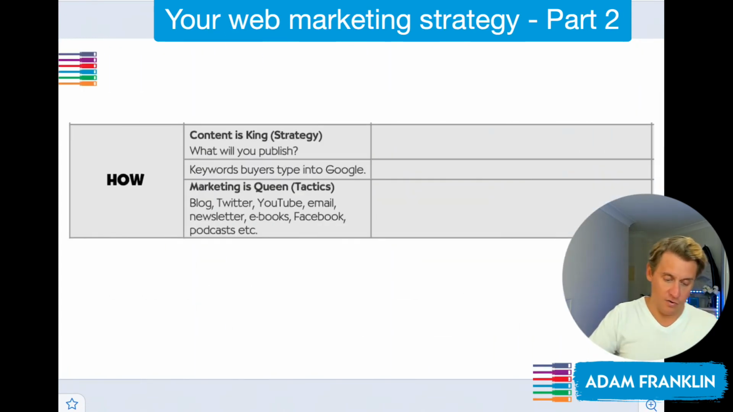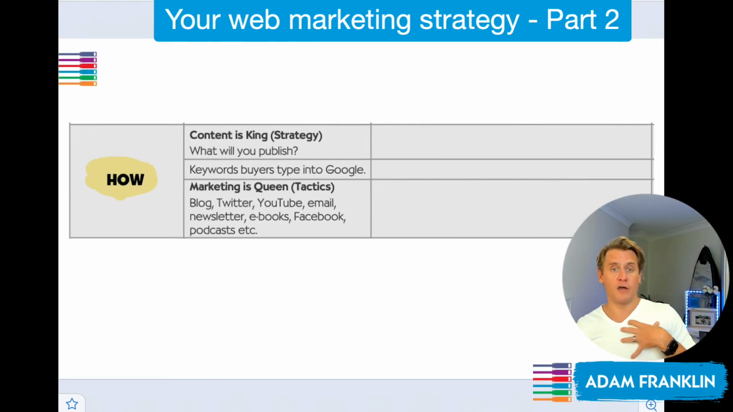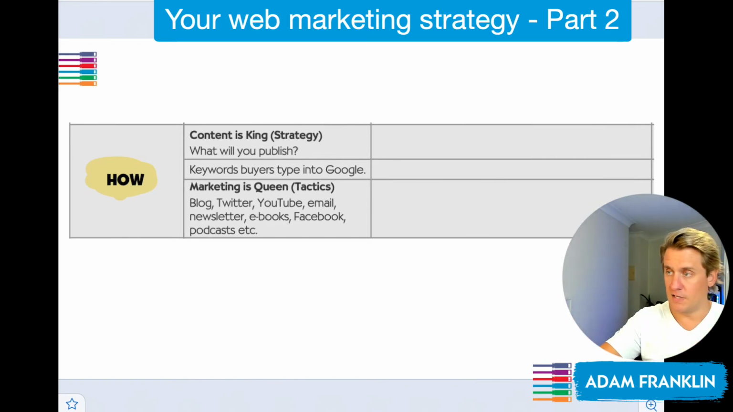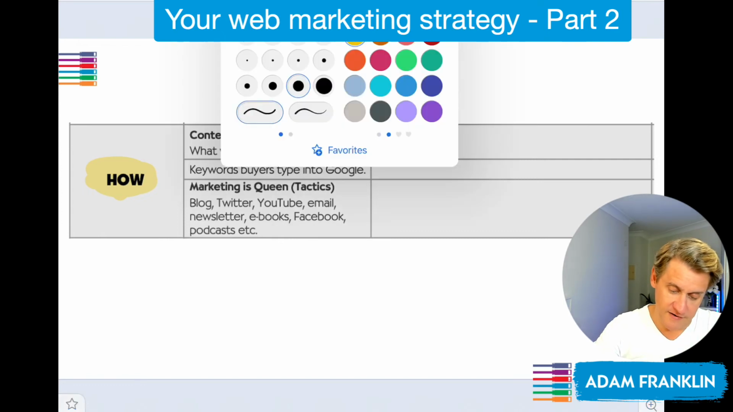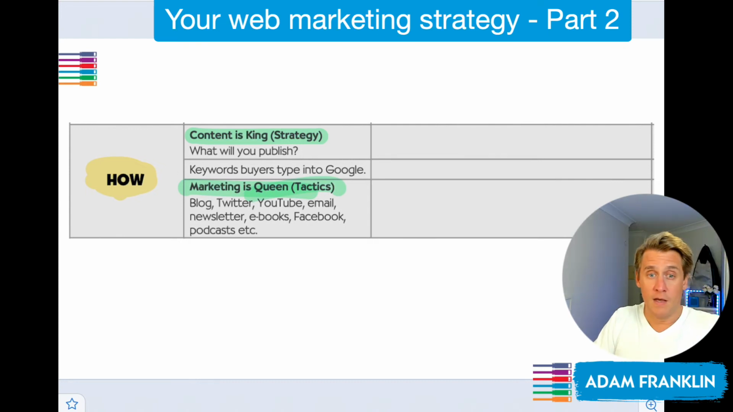So the next part is how. How are we going to achieve this? How are we going to get our message out there so that Alan finds it and engages with it? There was a Gary Vee saying from a few years back: content is king, but marketing is queen, and the queen rules the roost. So both are equally important, but they serve different purposes.